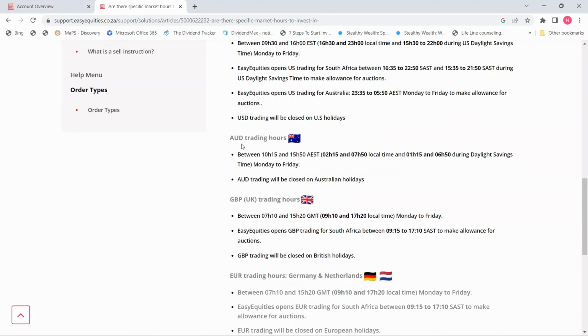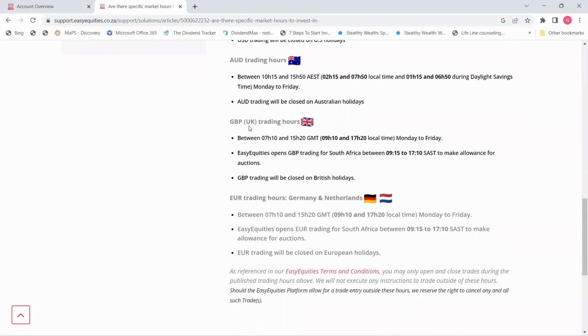Then comes the Australian trading hours, which is what we are interested in for today, really. It says 2:15 a.m. to 7:50 a.m. local time. So this is during their summer. These are the South African times at which you can invest in the Australian market. And then during Australia's winter, when they have daylight savings, the investing times, South African time, is between 1:15 a.m. and 6:50 a.m.